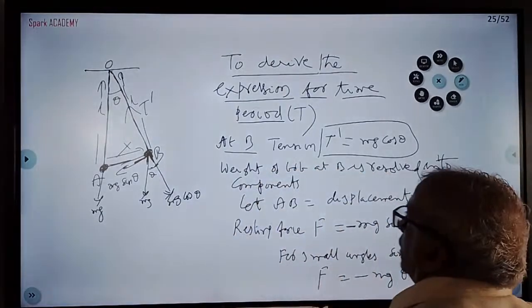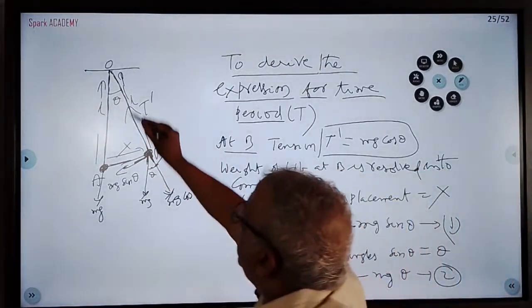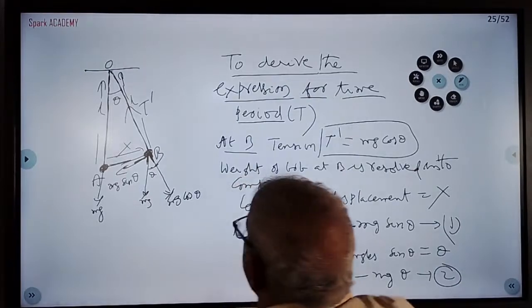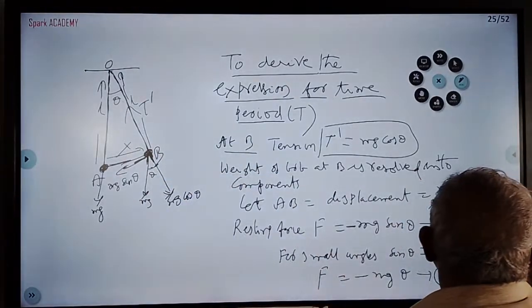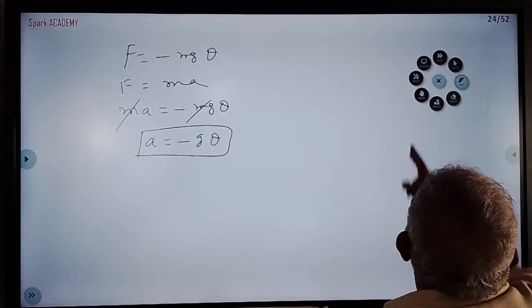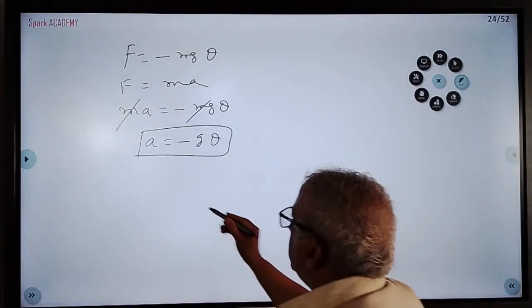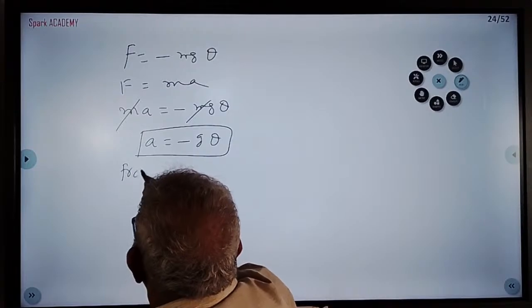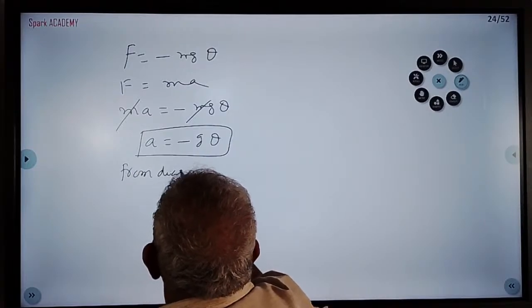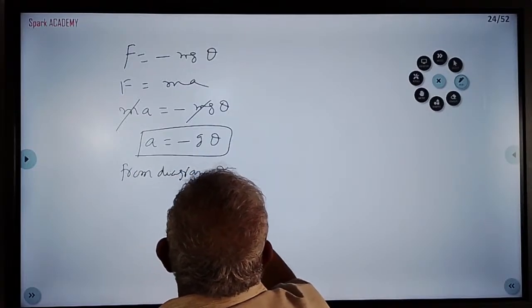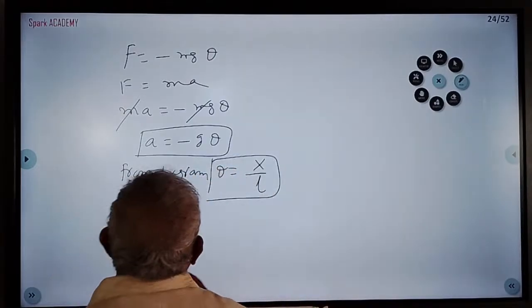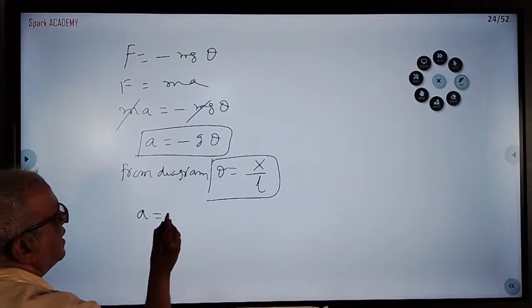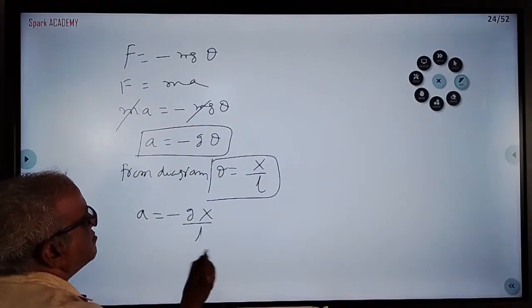Okay, students, I am showing you theta is nothing but x by L, arc length by radius. Theta is equal to x by L, where L is the length of the pendulum. Therefore, acceleration is equal to minus gx by L.